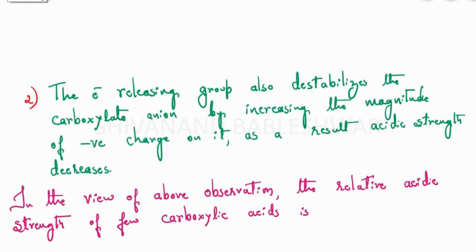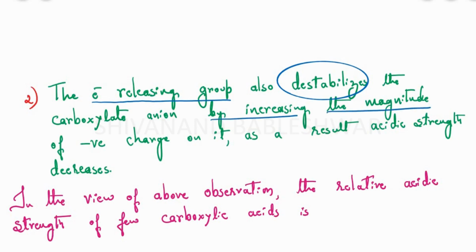Now, the second reason is that these electron releasing groups are going to destabilize the carboxylate anion. How, the question arises? By increasing the magnitude of the negative charge on the oxygen atom. I have written it here. That is nothing but the oxygen atom. So if I take a representation here, R followed by C double bond O, followed by O and H.